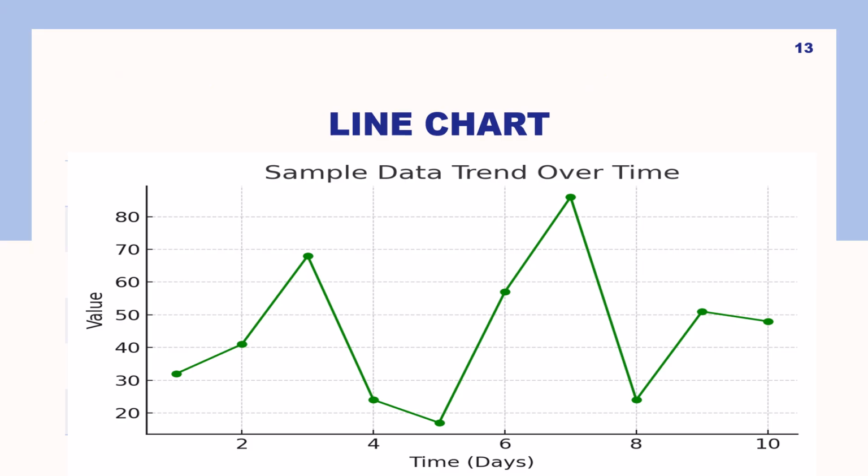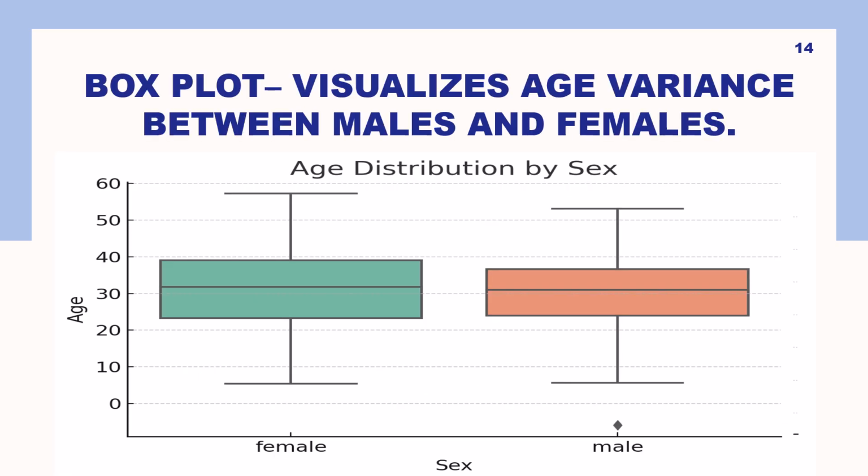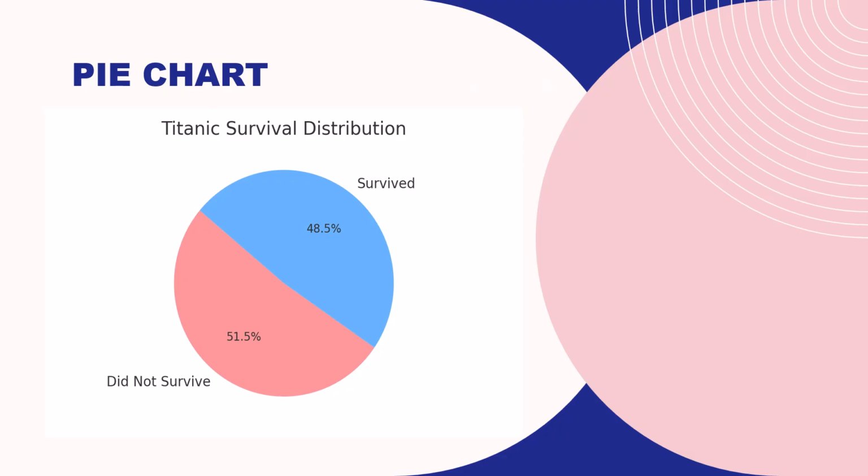An example line chart is given here. It shows how data can trend over a particular period of time. An example box plot is shown here. It visualizes age variance between males and females. An example pie chart is given, which shows the Titanic survival distribution of those who survived and did not survive.